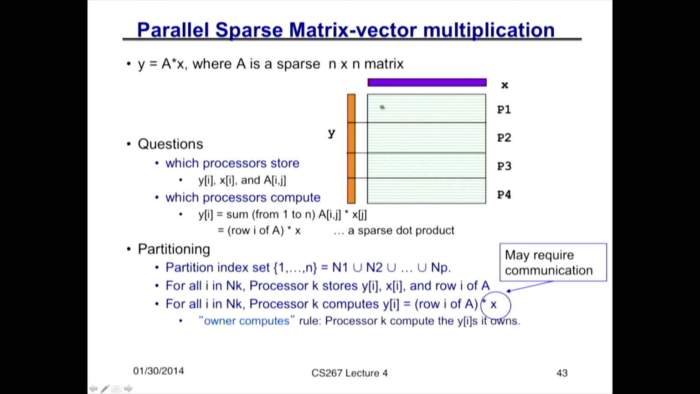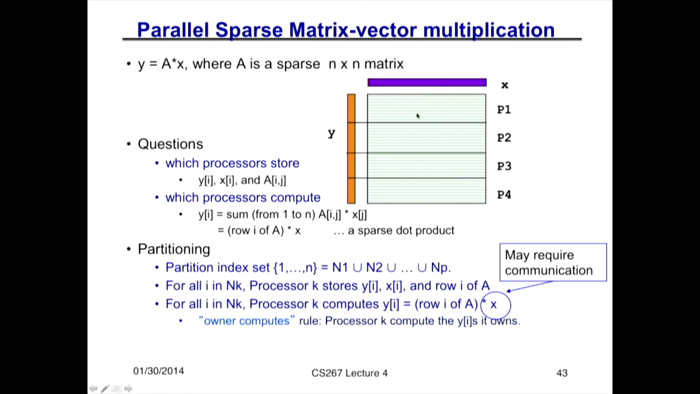Well, processor 1 is going to own that whole row of the matrix, so he's going to be responsible for doing the dot product and updating the entry of Y. But he doesn't have all the data he needs, right? He only has the first, in this picture, n over 4 entries of X. So there's going to be some communication required to share all the other entries of X with all the other processors.